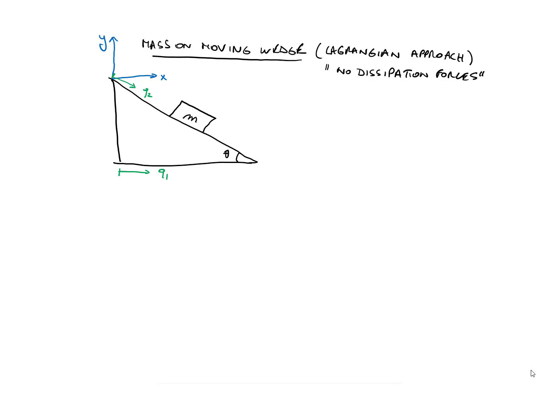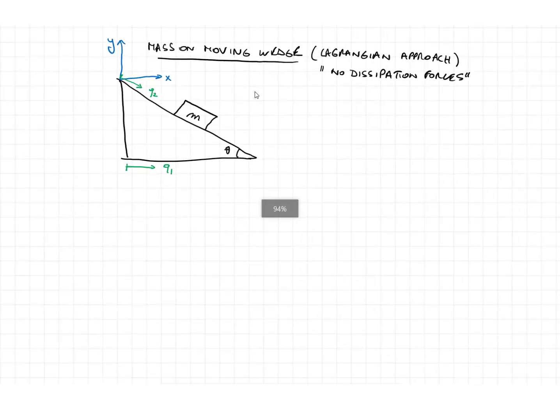generalized coordinates, which I've shown here in green, q1 and q2, and there I have a frame that is fixed to the wedge as before. Remember that the observer is on the wedge, so it's non-inertial. So as usual, we'll try to write down what we need.